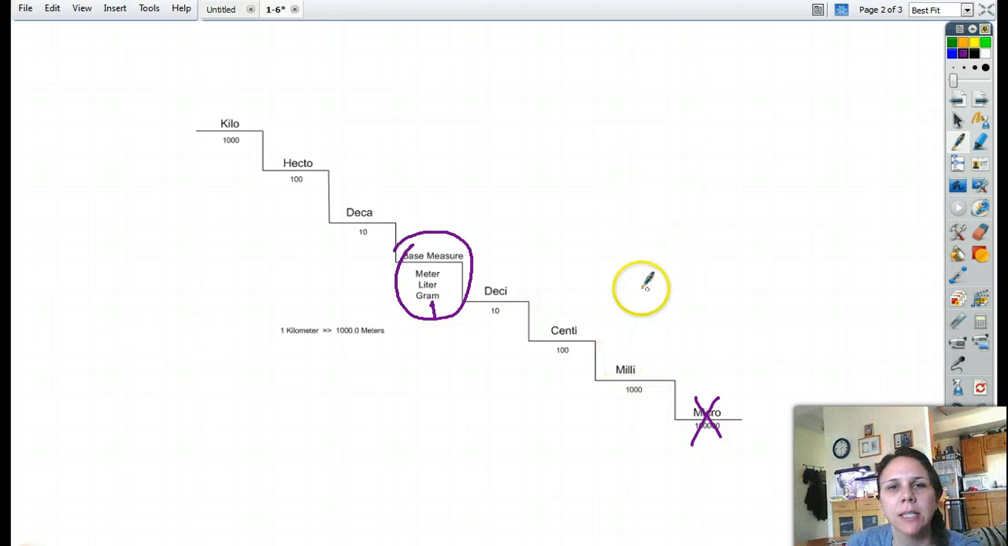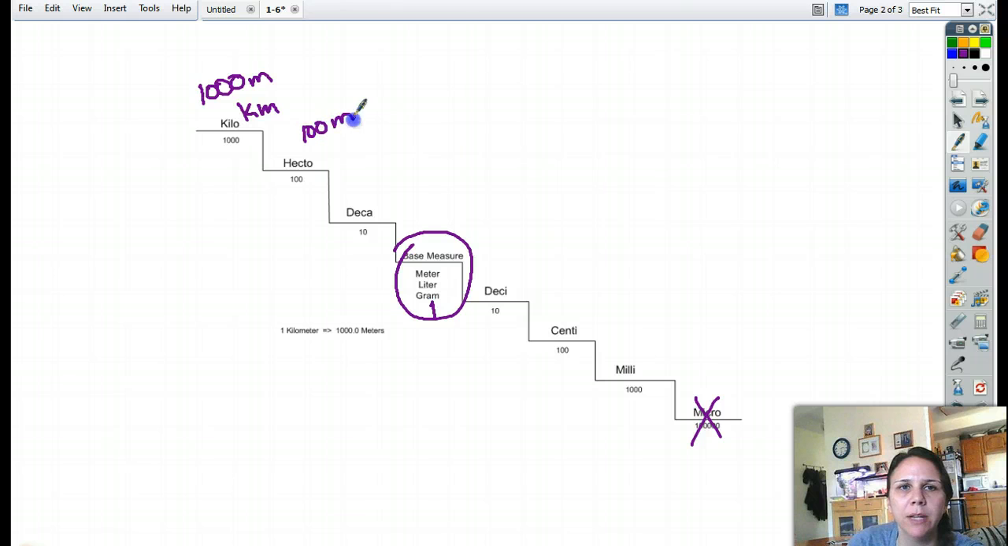Okay, so what that means is that a kilo means 1,000. So there are 1,000 meters in a kilometer. Hecta means 100. So 100 meters is a hectometer. Deca means 10. So 10 meters equals 1 decameter. And that's going to be DKM because down here we see a D again. And then 1 meter equals obviously 1 meter.